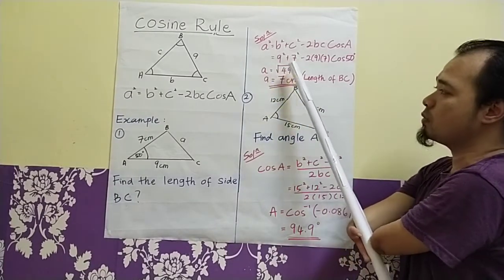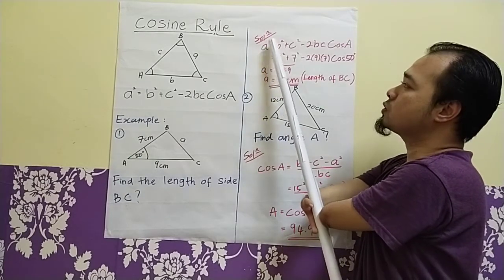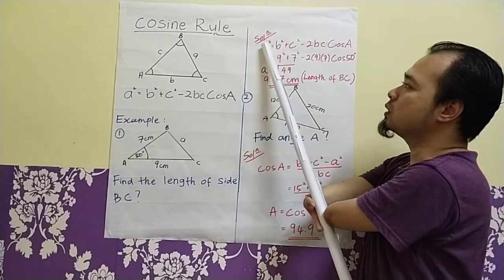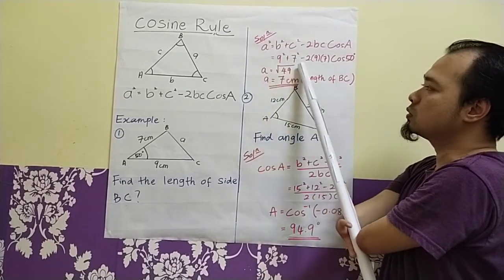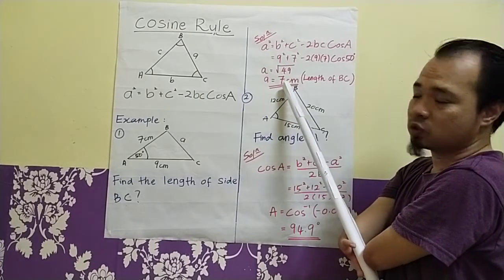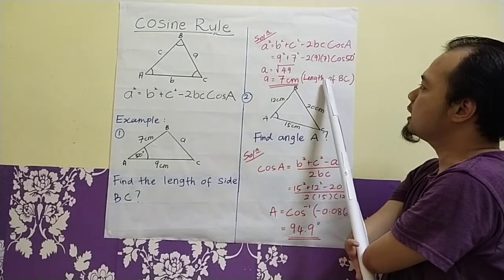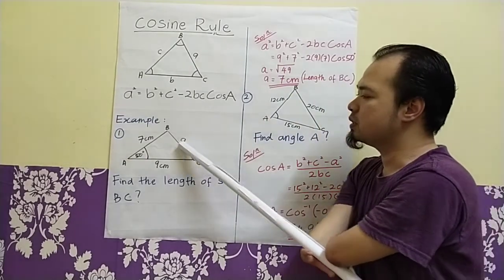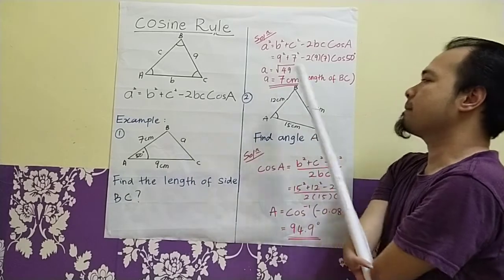Where does this square root come from? From here. In the beginning, we have a square, so in order to eliminate the power, we need to put the square root. That's why it becomes square root 49. Square root 49 is 7 cm, so this 7 cm represents the length of BC. So the length of BC is 7 cm.